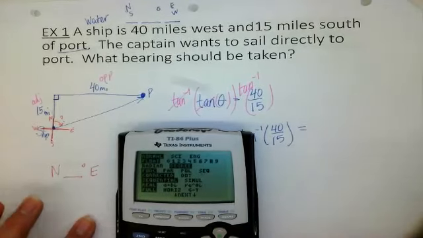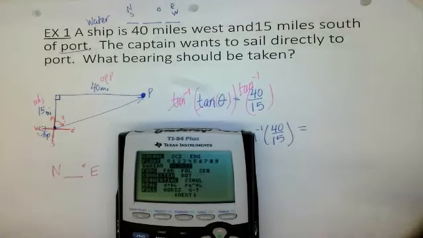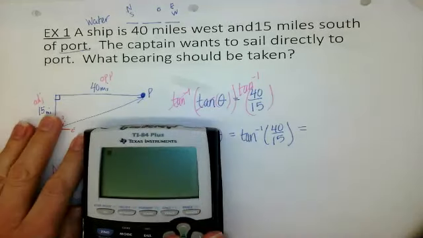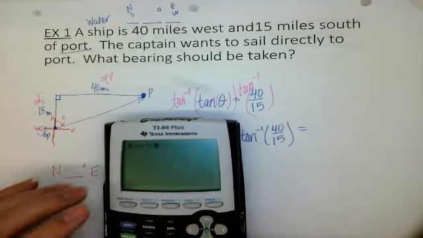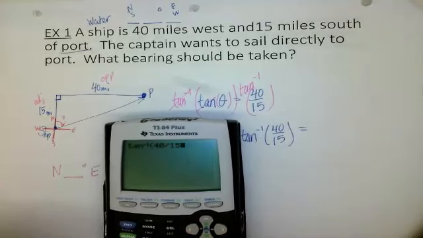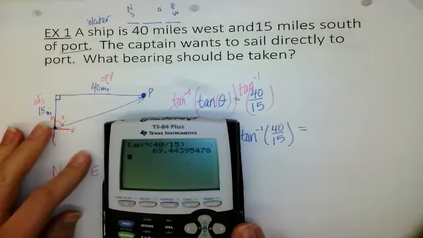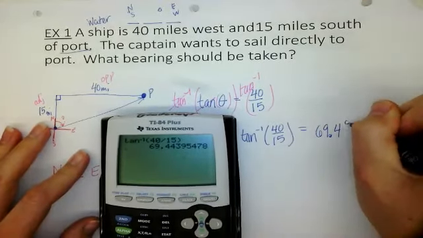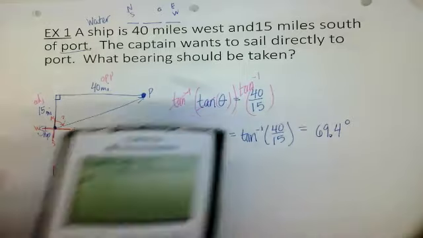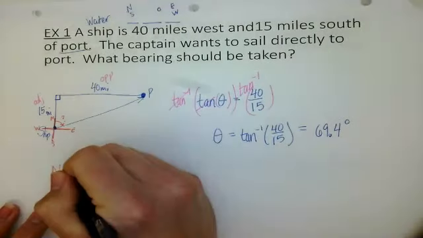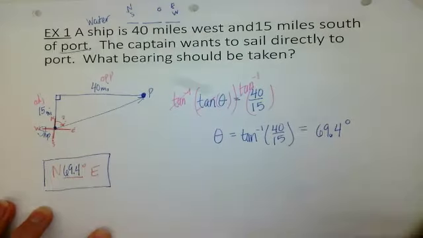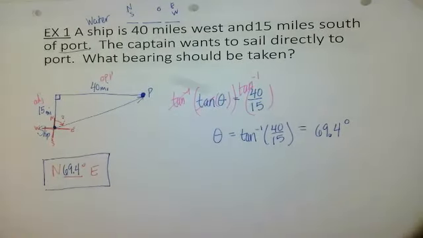And you probably want to be in degree mode again, because since it's an application, radians are kind of not very helpful. So I do believe it's going to want things in degrees. So tangent inverse of 40 over 15 gives me 69.4 degrees. And so that's going to be a bearing of 69.4 degrees north, 69.4 degrees east for our ship's bearing.